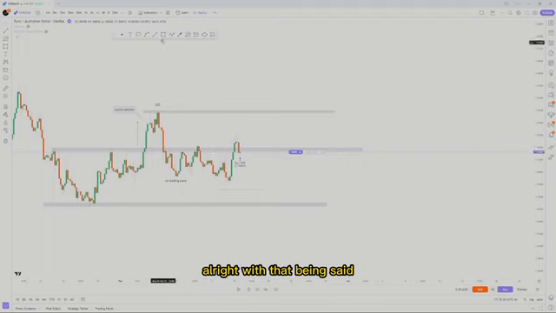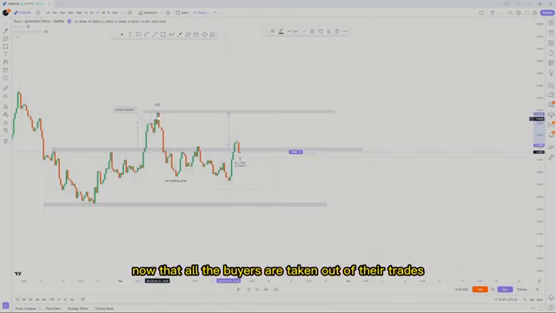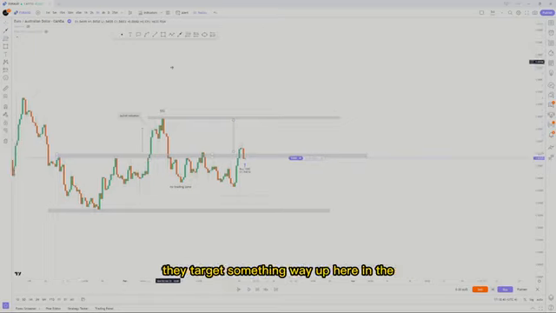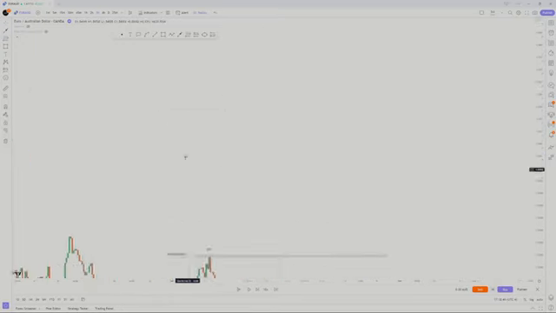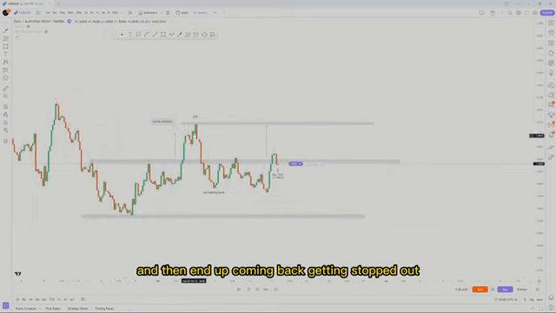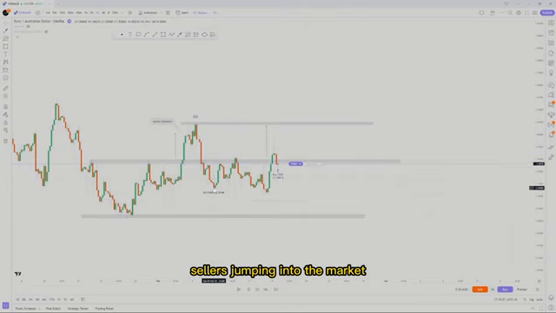All right, with that being said, we'll be looking for the same push up to this level as we've seen before. Now that all the buyers are taken out of their trades, because people are hopping in buys off the breakout, they don't know where to target. They target something way up here in the Neverland Islands and then end up coming back and getting stopped out. Sellers jumping into the market later on get stopped out as well.